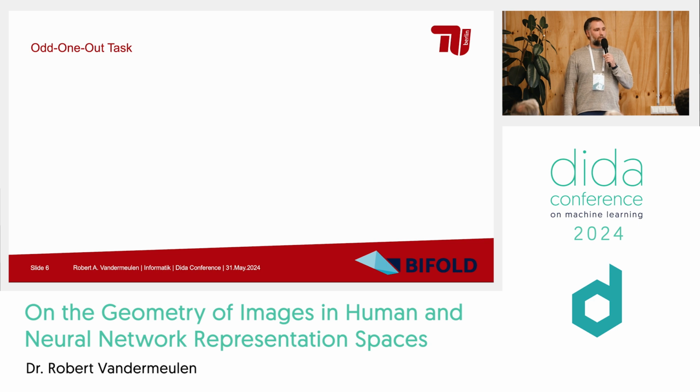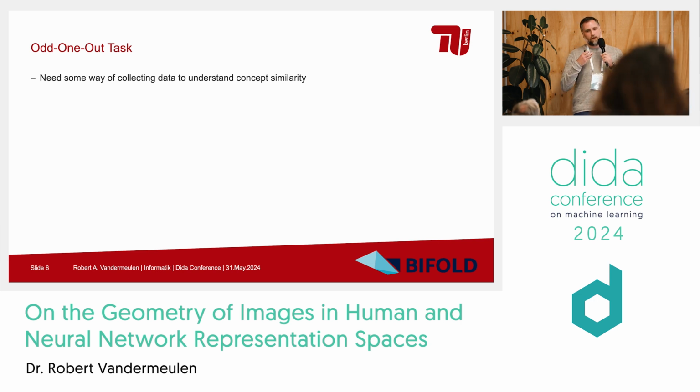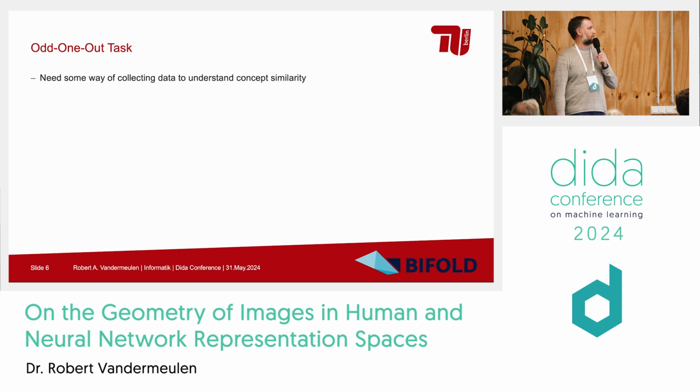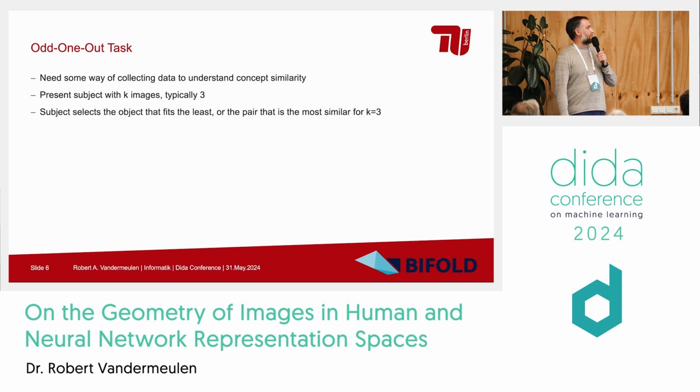Okay, so we have all of these objects, and we want to devise some way to collect information from humans, and using this information, determine what objects are similar and what dimensions and so forth. To do this, the people who built the things data set used the odd one out task. In the odd one out task, you present a human subject with k images. I've only seen k equal to 3, but it could be greater than that. And the subject decides the object that fits the least, or the pair that fits together the best.